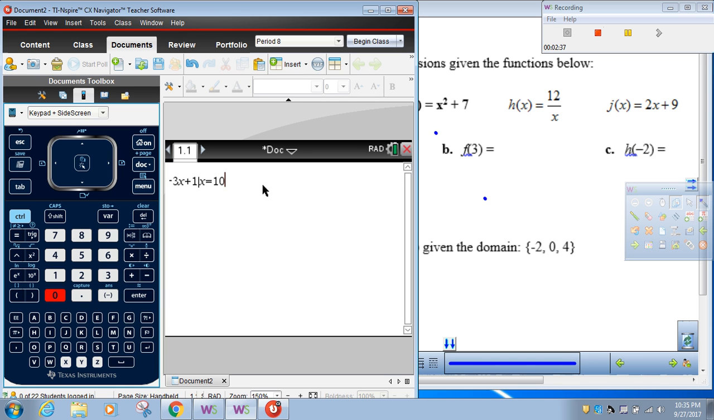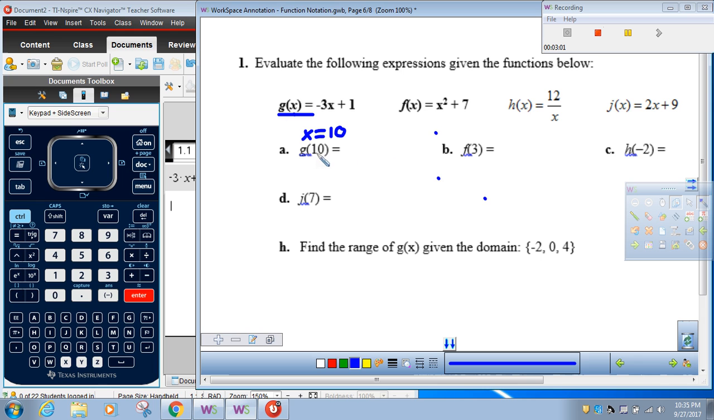Now this is what we just told the calculator. I have this expression right here, and I want to know what the answer is such that x is equal to 10. So the calculator is going to turn around and put 10 in for x and give us a solution. And the solution is negative 29. So g of 10 is going to be negative, let's see if I can do this, 29.